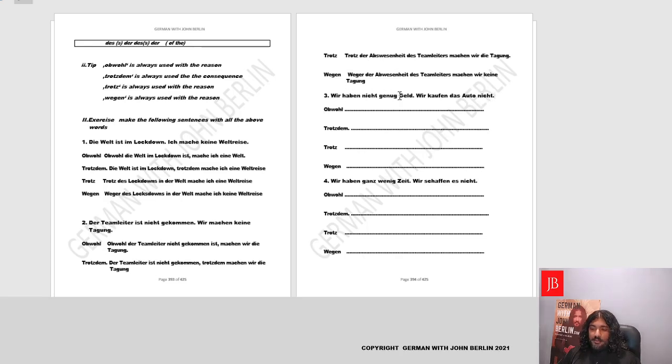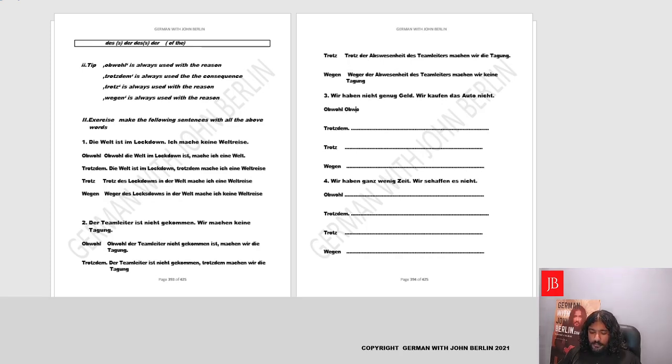Wir haben nicht genug Geld, wir kaufen das Auto nicht. We do not have enough money, we do not buy the car. Now here we need to contradict. The reason is we don't have money, so we'll contradict the reason. We'll say, although we don't have money, we will buy the car. Although we don't have enough money, we'll buy the car.